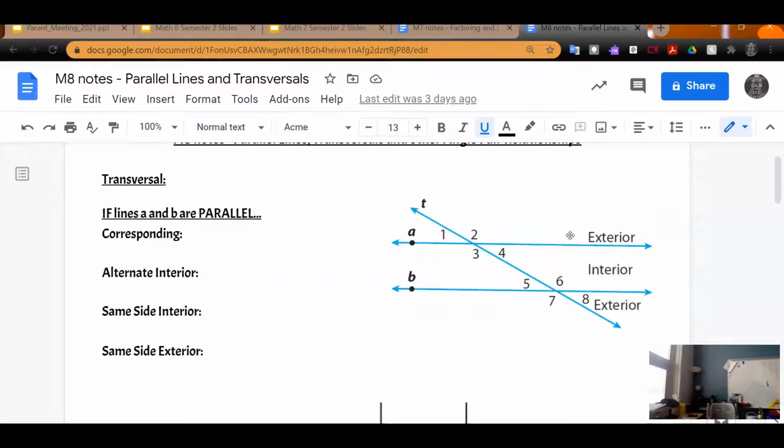Now I bet you can figure out same side interior, but what's the relationship they make? They are supplementary. So our same side interiors, like 3 and 5, sum to 180, which is what supplementary tells us. So they sum to 180, like angle 3 and angle 5. And we're going to write angle 3 plus angle 5 equals 180. That is the relationship that we get: those same side interiors sum to 180.